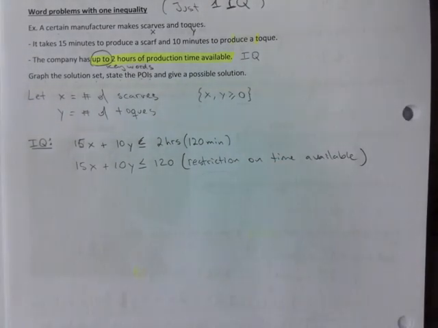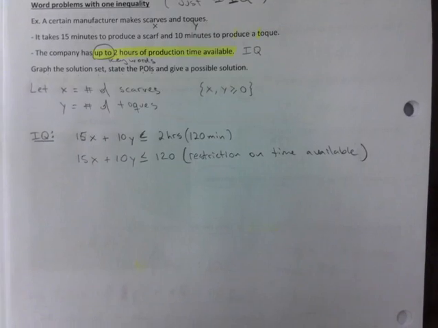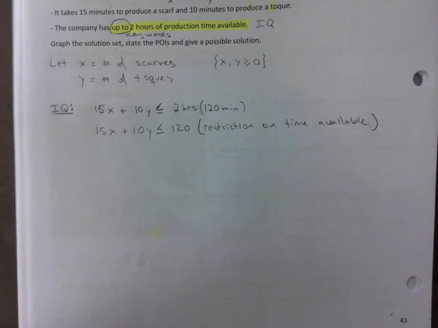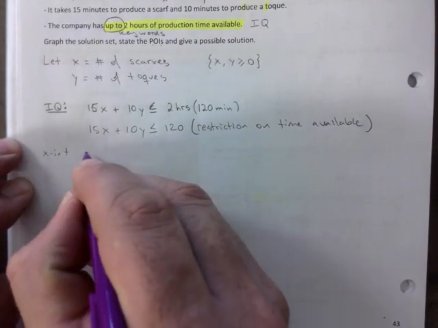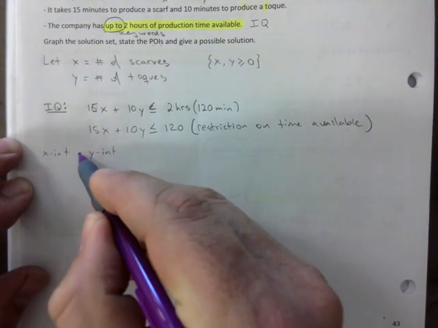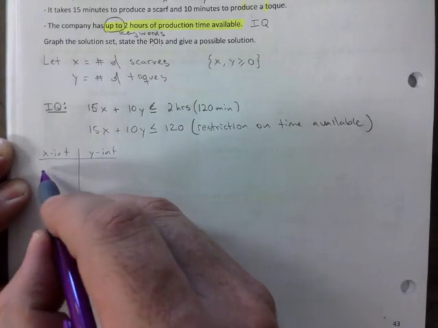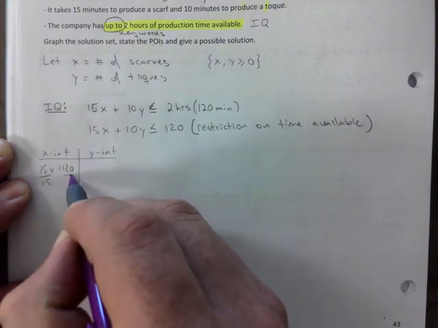You only have one inequality, so that's it. That's all we do. Now, the graphing part, we do just as before. We figure out our x and y intercepts. So we have 15x is equal to 120. Divide both sides by 15.